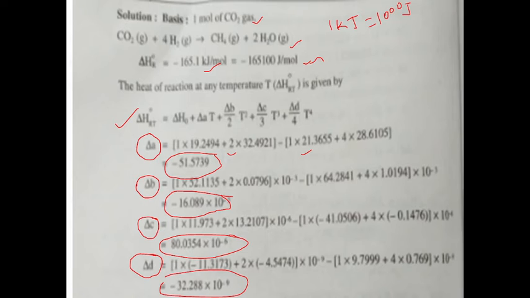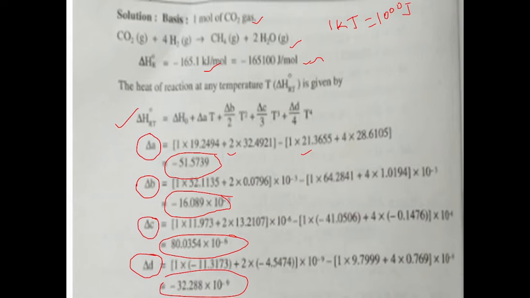So similarly we are going to calculate the delta C value. All these component C values are available in our problem. You should take that value, substitute here, and find the delta C value, which is 80.0354 into 10 to the power of minus 6. Are you clear on that? Okay.